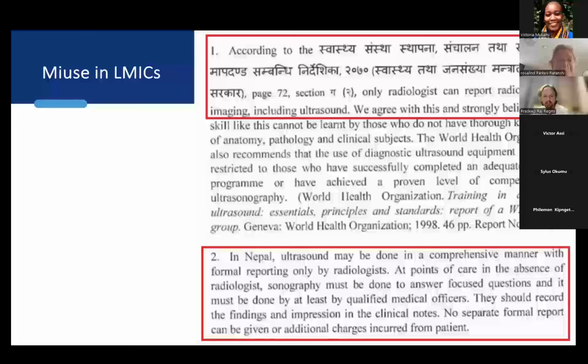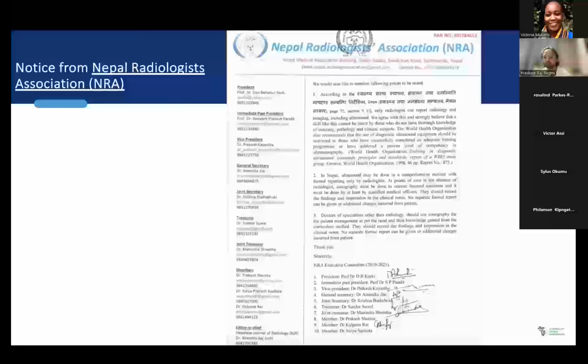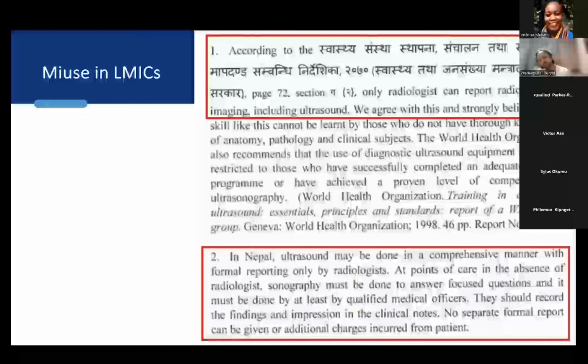So in Nepal, ultrasound may be done in a comprehensive manner with formal reporting only by a radiologist. I am reading their points. At points of care, in the absence of radiologists, sonography must be done to answer focused questions, and it must be done at least by qualified medical officers. They should record the findings and impression in clinical notes. No separate formal report can be given, and no additional charges should be incurred from the patient. This is the strict notice which the Nepal Radiologist Association published in the newspaper.